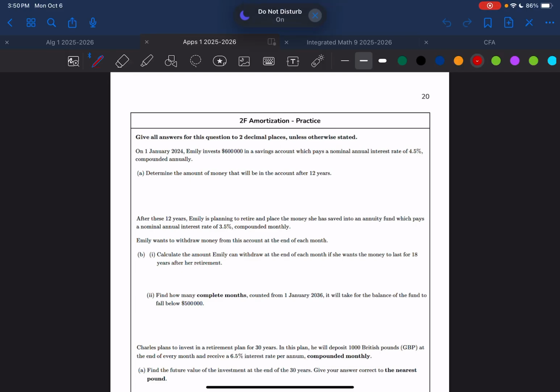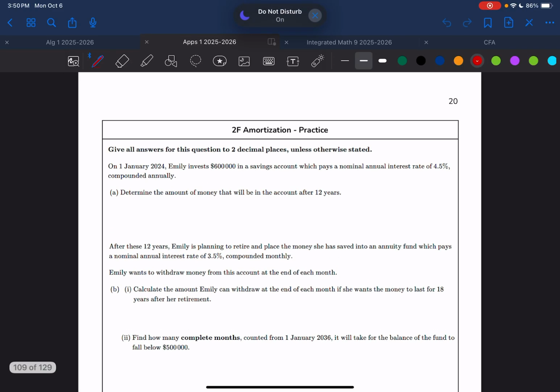All right, so in this video, I'm going to be talking through page 20 of the notes packets. This is where we have some practice for amortization. These are IB style questions, so these are going to help bridge the gap towards what our practice in class looks like and what you'll be seeing on your test and on the IB exam. It says give all answers to 2 decimal places unless otherwise stated. That's because we're working with money.